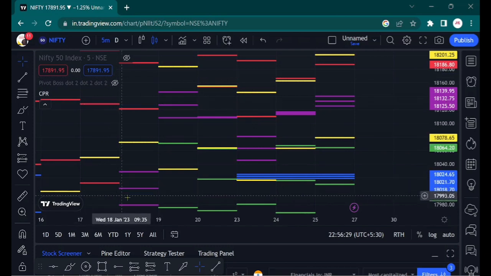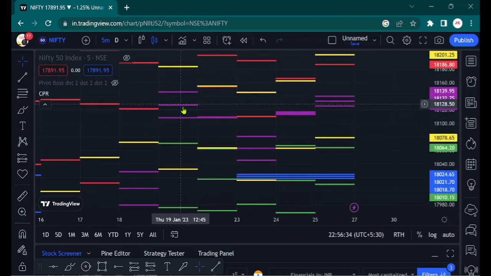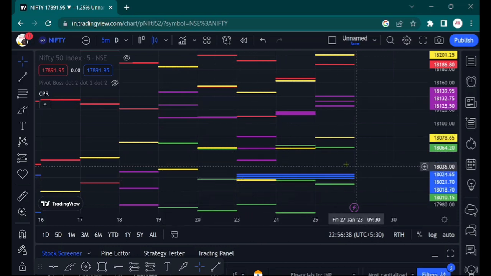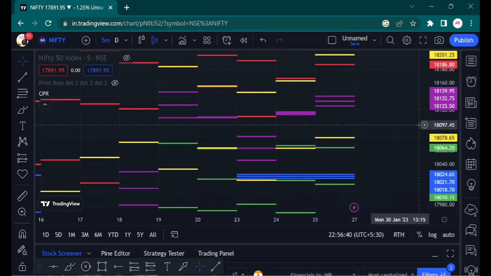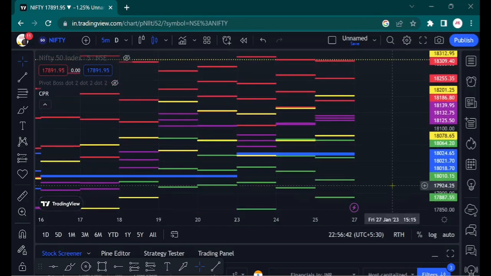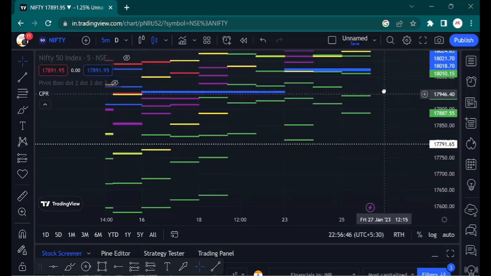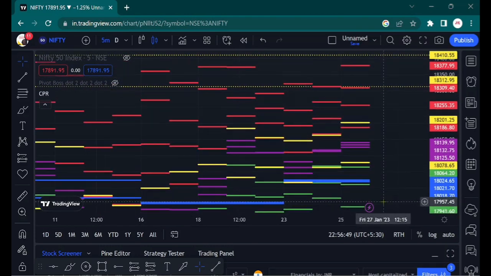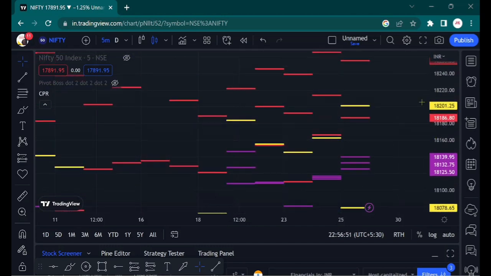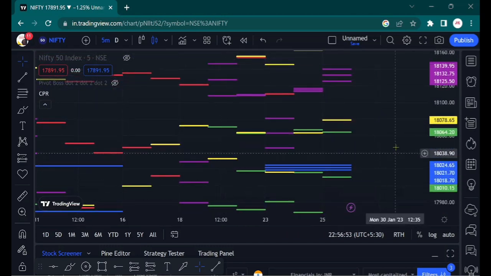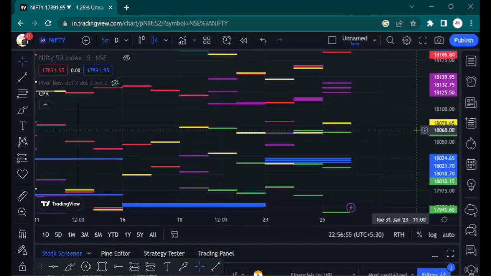Then what I told you, these are all daily CPR. Then we can get weekly CPR. These blue lines you are seeing are weekly CPR. We can go to the settings and enable all these. Then you can get monthly CPR also. This weekly CPR and monthly CPR can also act as very good support and resistance.